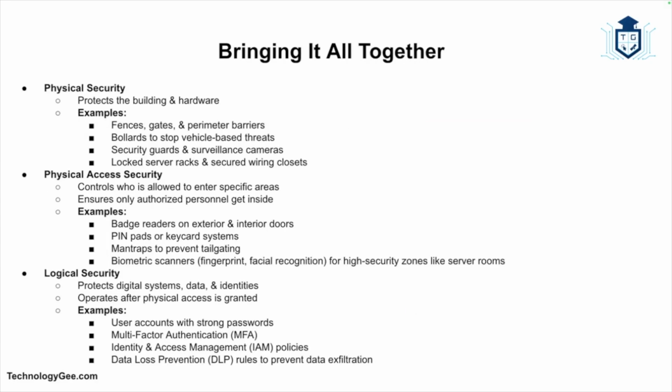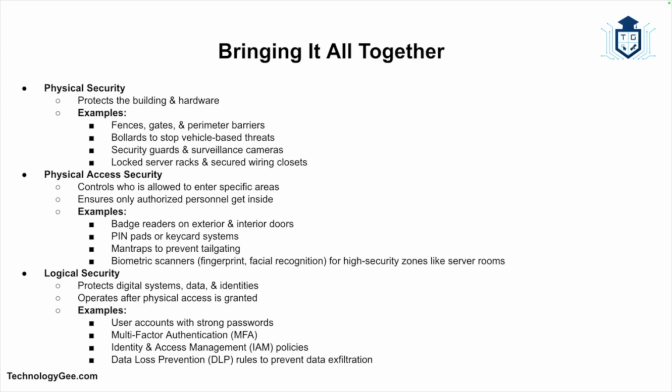All right, so now that we covered all the terms, let's go ahead and connect the dots. So remember that physical security, this protects the building and equipment. Physical access security, this makes sure that only the right people get inside. And logical security, this locks down the digital world.